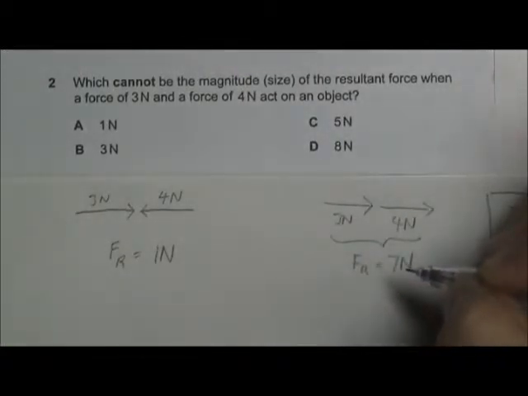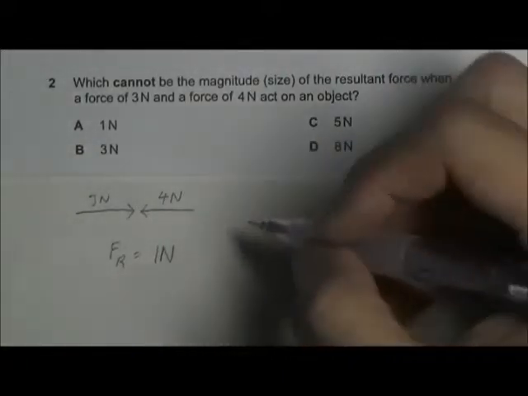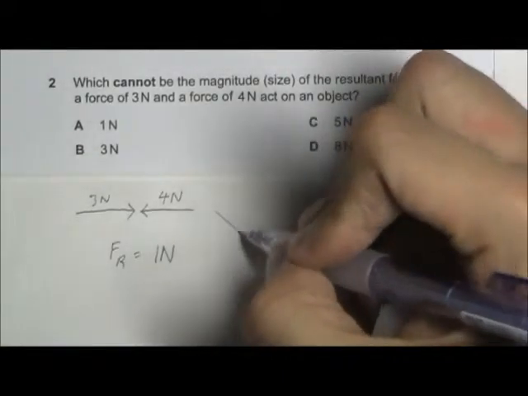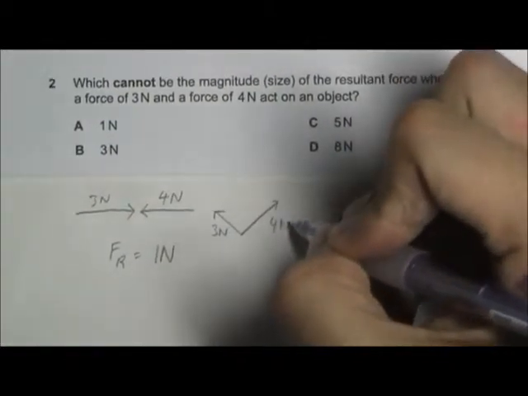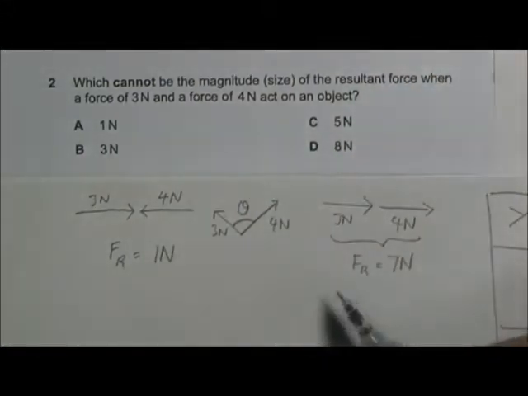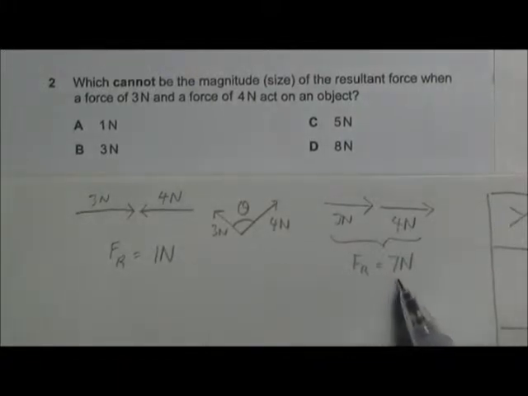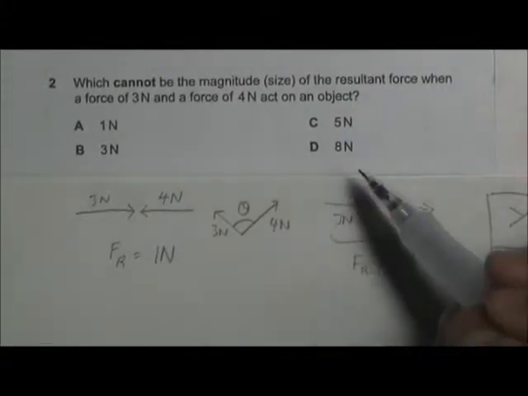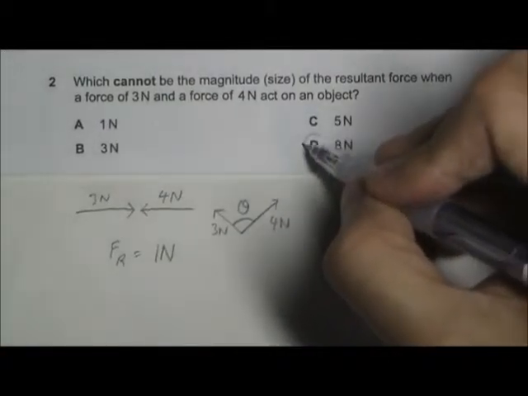Okay, so to get any force between 1 Newton and 7 Newton, we can line up the two forces this way. And if we vary the angle here, we should be able to get any resultant force between 1 Newton and 7 Newton. So the resultant force that we cannot get here will be 8 Newton. Answer D.